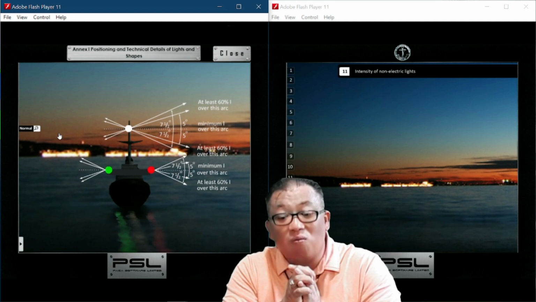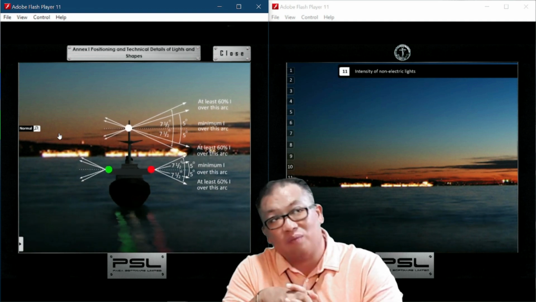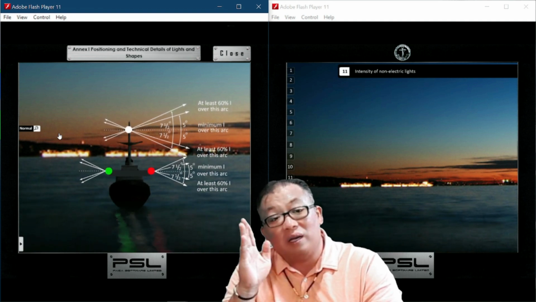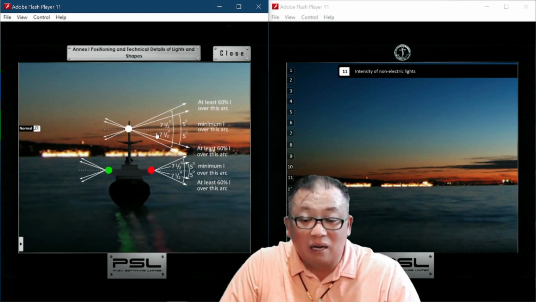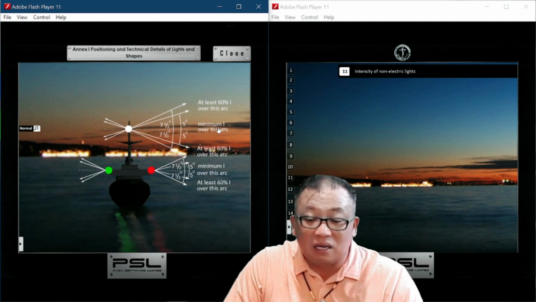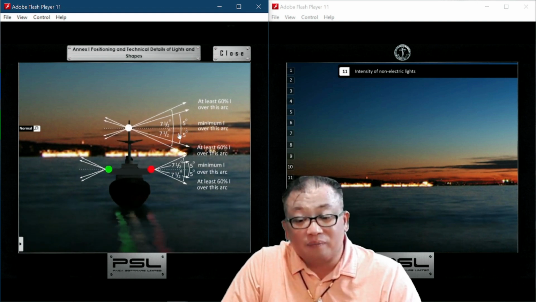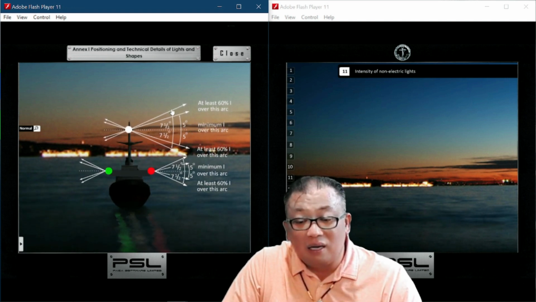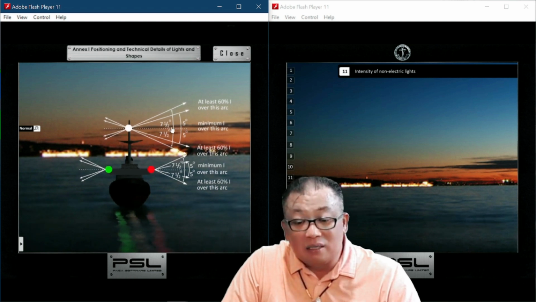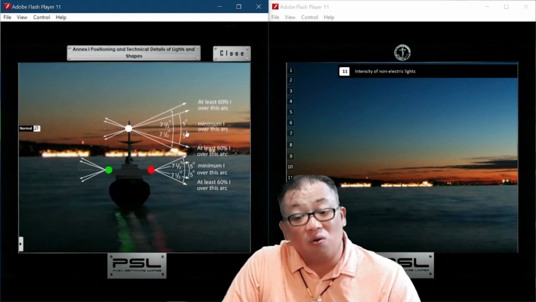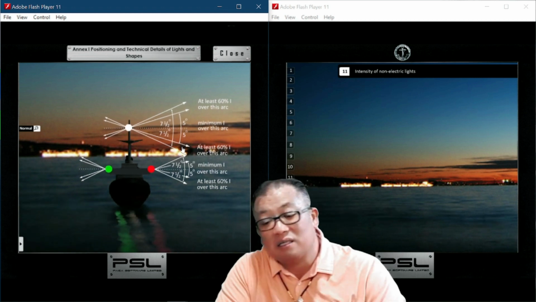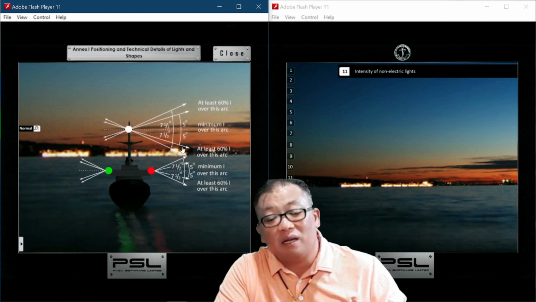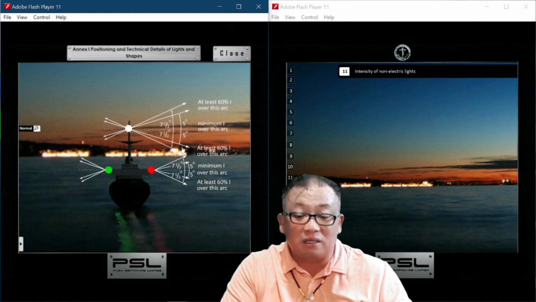The minimum over the arc is 5 degrees. So the arc is actually given for this one. If this is the horizontal line, which is a flat line, the arc is 7.5 degrees above and 7.5 degrees below. 5 degrees above and 5 degrees below. What is 5 degrees below and what is 5 degrees above?